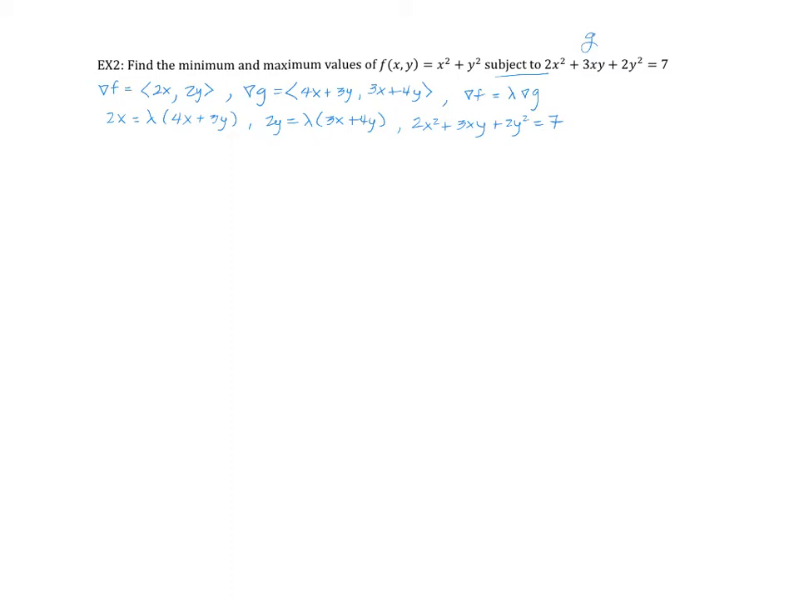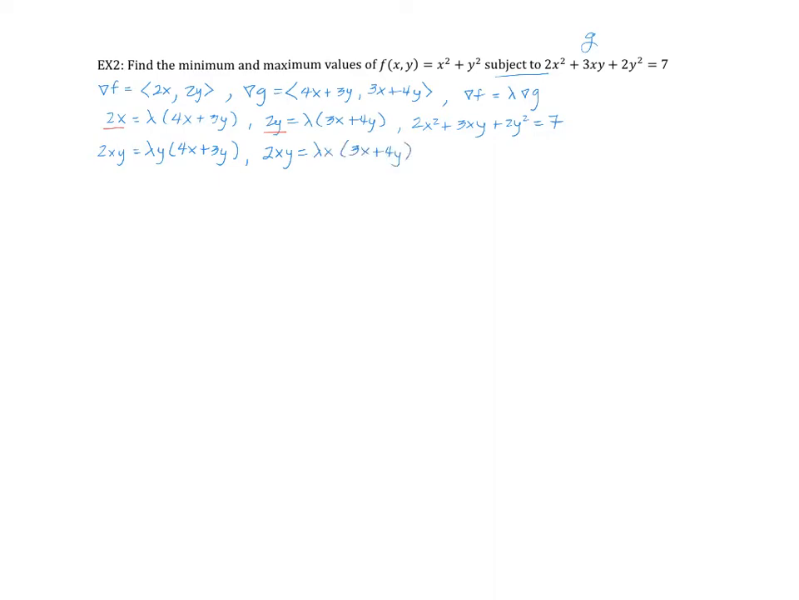Now I'm going to do a different technique than I did previously, sort of similar to that second method. What I notice with these two first equations is that I have a 2x and a 2y. Well, it would be really nice if this was a 2xy and a 2xy for both, because then I can set the right-hand sides equal to each other. So I'm just going to take my first equation and multiply both sides by y to get 2xy equal to lambda times y, parentheses 4x plus 3y. And then the second equation, multiply through by x to get 2xy equal to lambda x, parentheses 3x plus 4y.